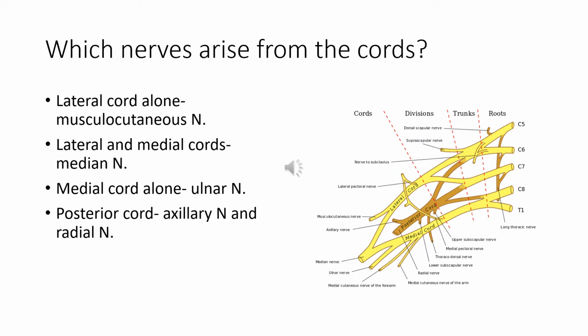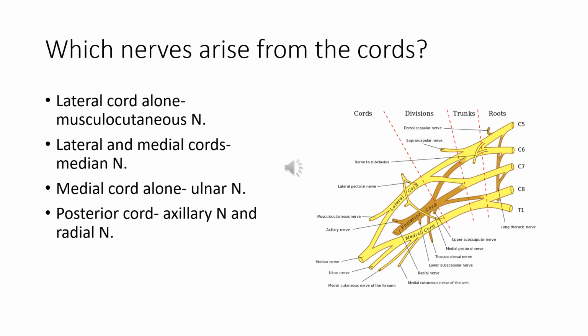Now, which nerves arise from the cords? From the lateral cord, the musculocutaneous nerve comes. The lateral and medial cords both contribute to the median nerve. And from the medial cord alone, the ulnar nerve comes. So the ulnar nerve is from the medial cord alone, the median nerve is from both lateral and medial cords, while the musculocutaneous nerve is from the lateral cord.